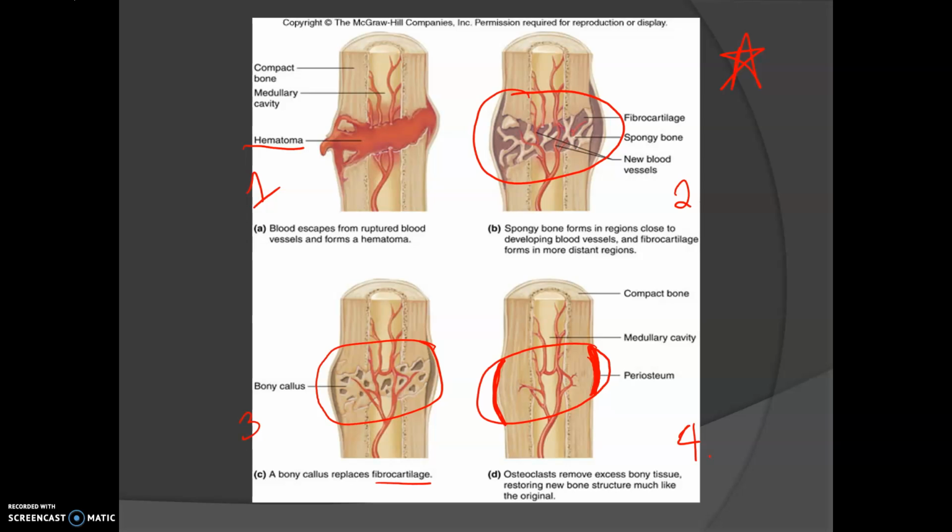So remember those steps. We're going to be talking about them. This will definitely be questions when we get to the test for this section.